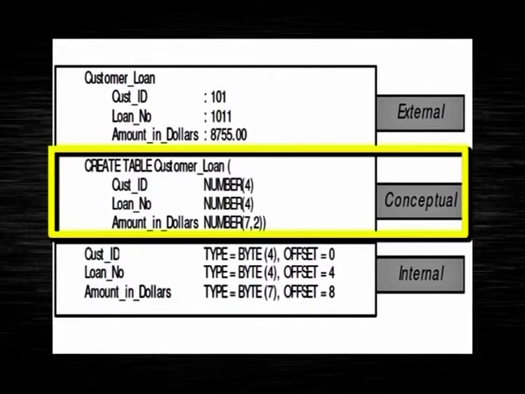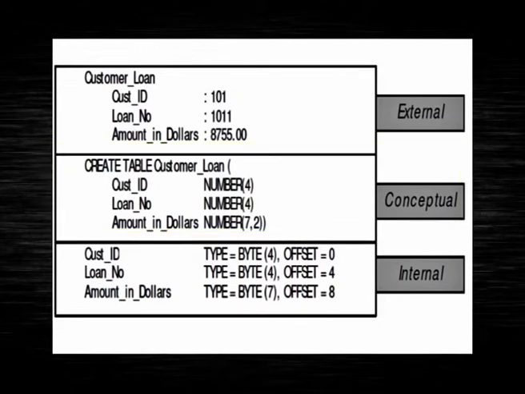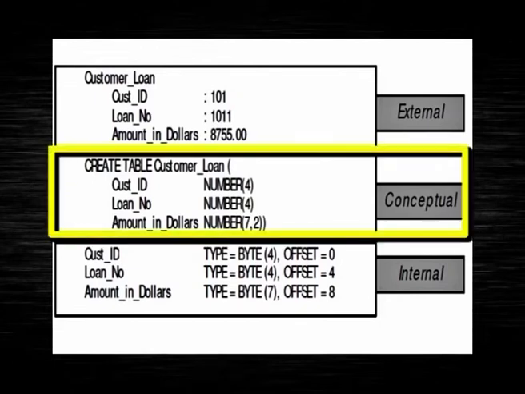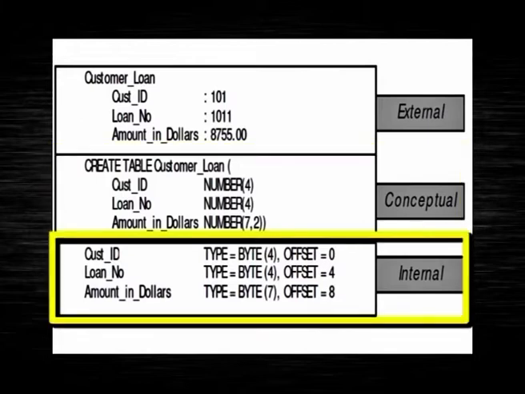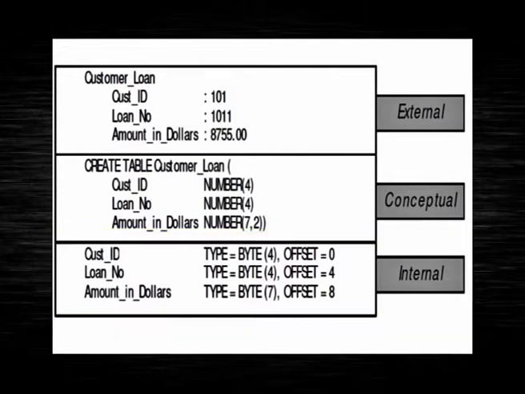At the conceptual level, the logical structure of the database is shown. In this level, the database design is there: how data is organized into tables in the database along with the constraints on the data. This is designed by the database designer after studying in depth the requirements of the customer application. And at the internal level, it is shown how data is stored physically in the database onto the storage device.